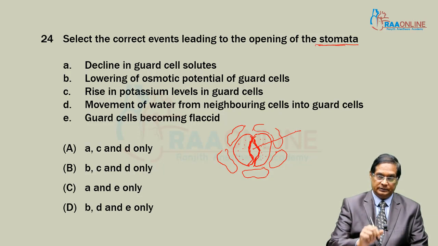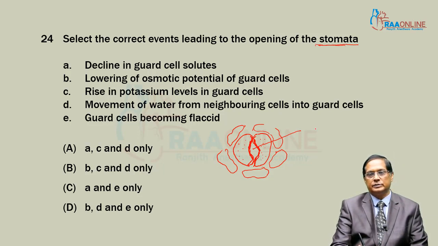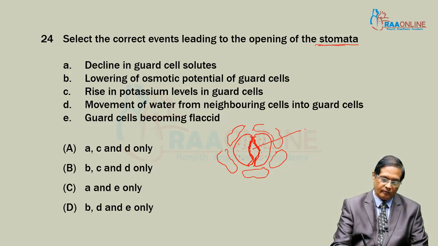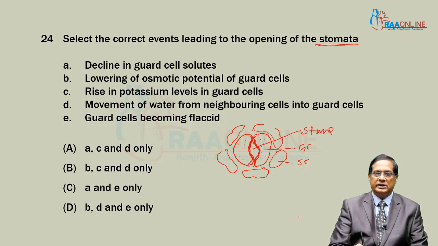This is a stoma, or we can say stomatal aperture. These are the guard cells. These are subsidiary cells. This stomatal aperture or stoma, together with these cells, is collectively known as the stomatal apparatus.